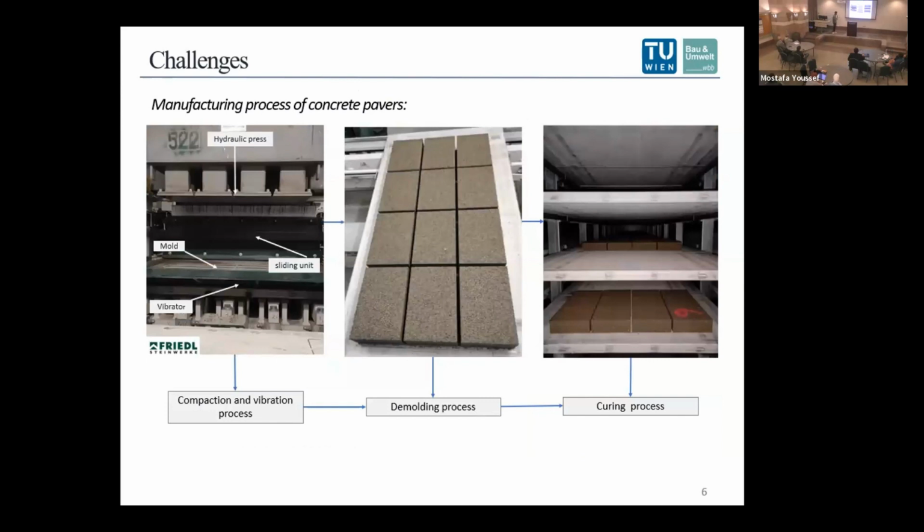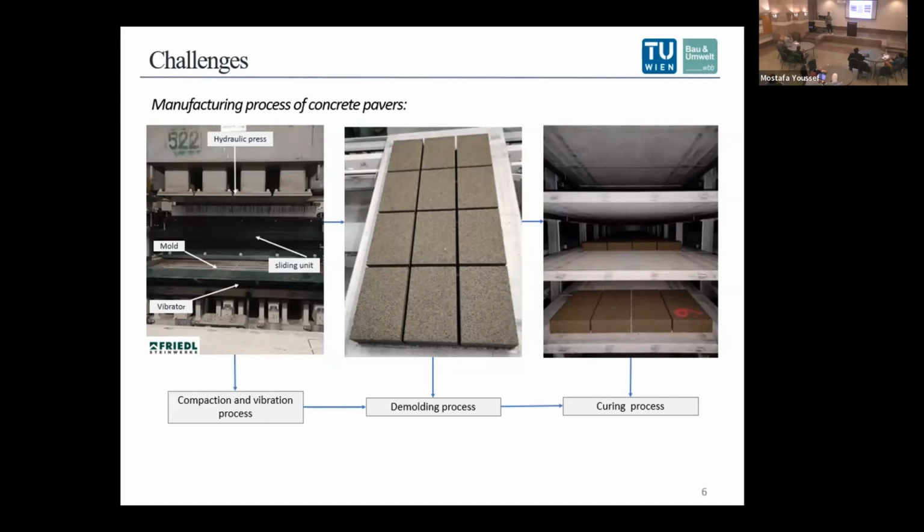In this picture, you can see the main part of how the concrete pavers are produced. They are pressed and vibrated at the same time. You can see the mold here, which is filled by this sliding unit, which goes to the container, takes the required amount of the mixture, fills the mold, and then the hydraulic press, the compactor, goes down, compacts, and the vibration is happening at the same time. This process takes approximately 5 seconds.